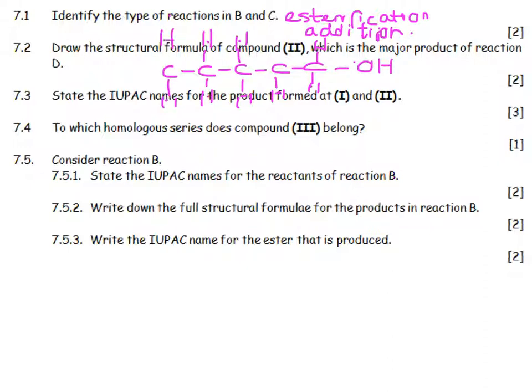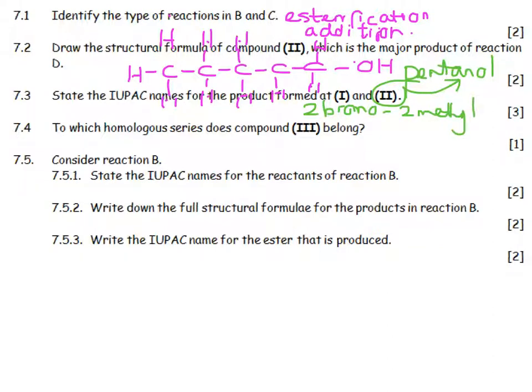State the IUPAC name for the products formed at 1 and at 3. So it's of reaction C and reaction D. So first we want this particular one, which we know was pentanol. And that's number 2. And number 1 is 2-bromo-2-methylpropane. And that's when we open up that double bond. There will be a bromine and a hydrogen put on there.